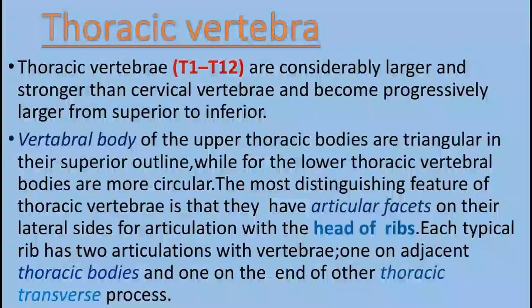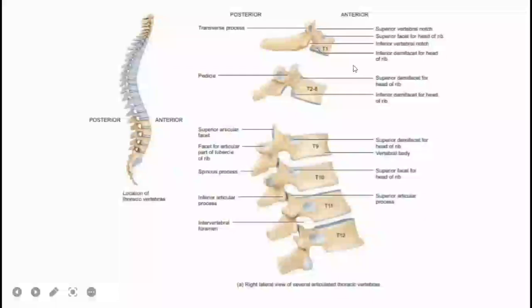We'll get to know them as we'll find them elsewhere from the images illustrating them. Each typical rib has two articulations with vertebrae, one on adjacent thoracic bodies and one on the end of the thoracic transverse process. So these are the articulations of ribs onto the thoracic vertebrae, and these are them. So we have the thoracic vertebrae T1, T2 to T8. They have these specific unique features: T9, T10, T11, and T12. So they dominate this level of the vertebral column.